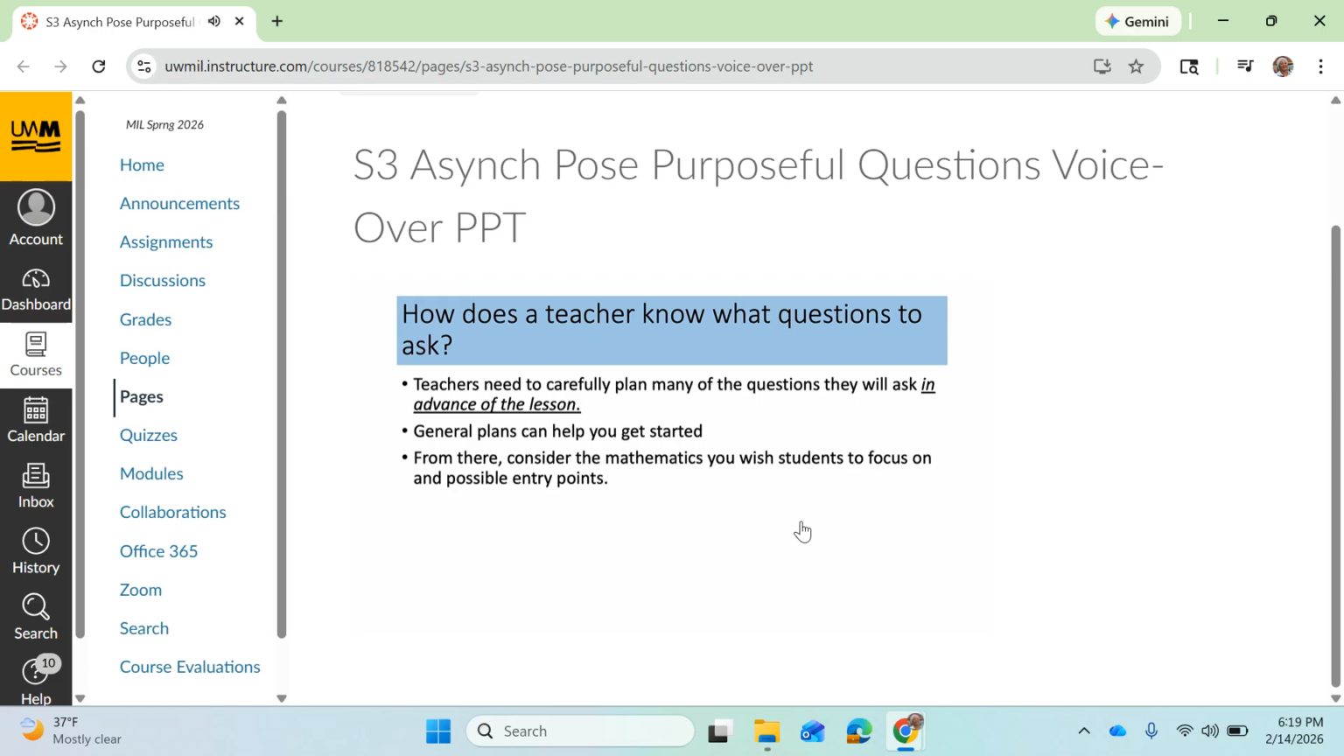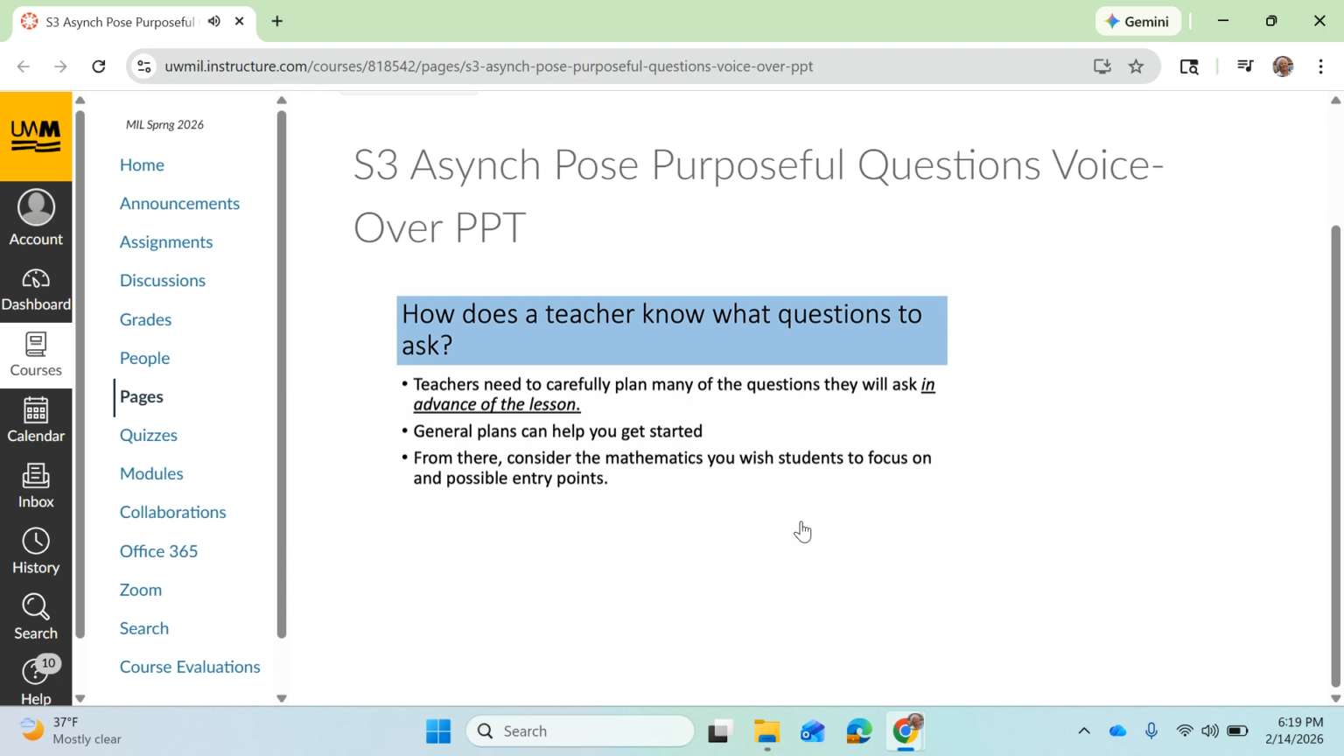But from there, you want to also make sure you're considering the specific mathematics you want students to focus on in that particular lesson or task, as well as their possible entry points. So really thinking about, do I want to surface the distributive property here? What questions might help a student to start thinking about the distributive property? As you think about entry points, really thinking about, okay, where's a place a student might get stuck? And what question could I ask them that I've planned ahead of time that will help them get unstuck without being too leading?